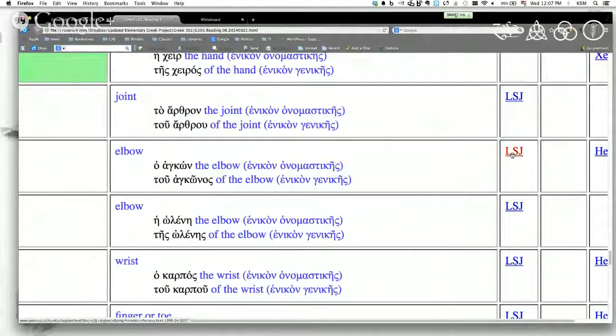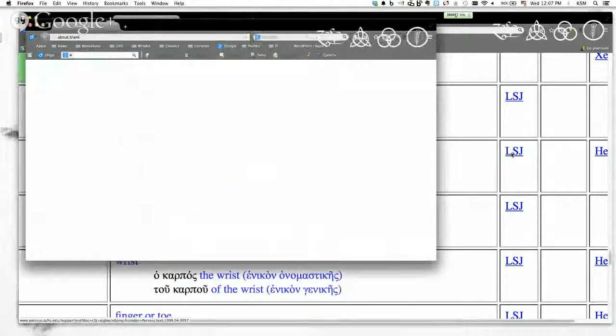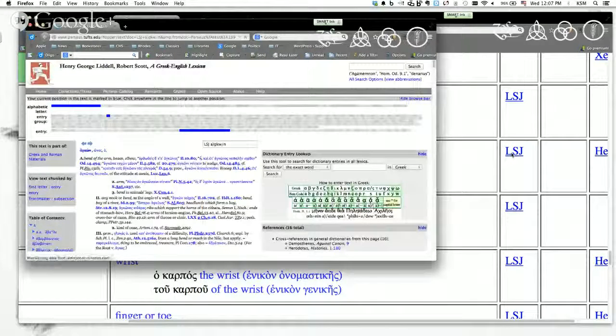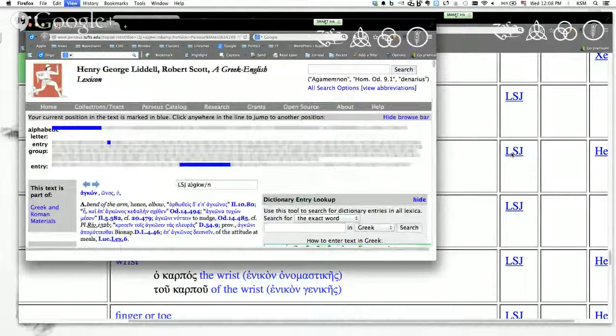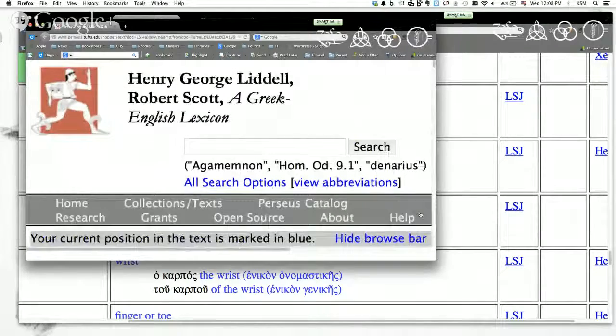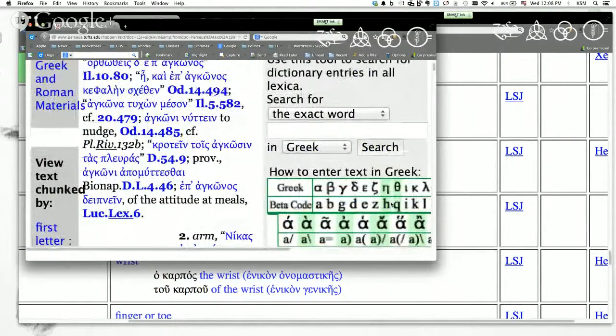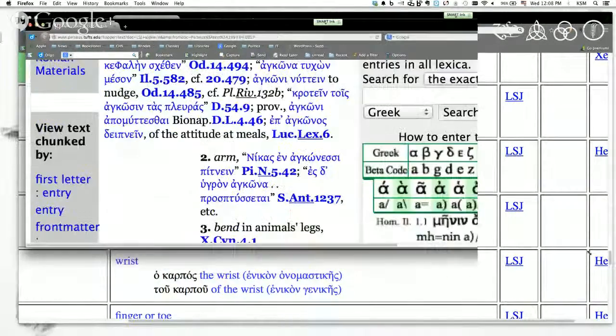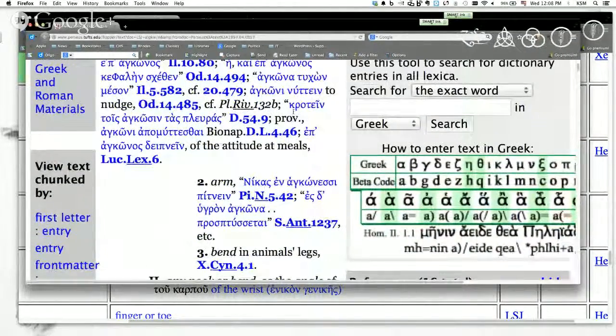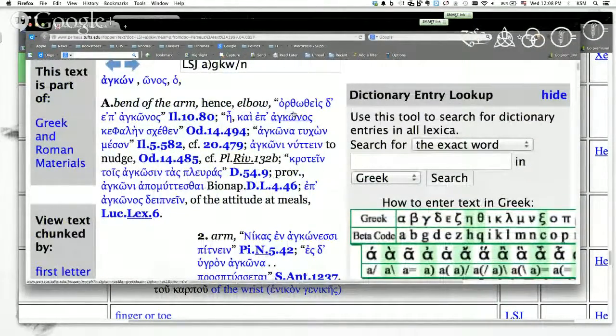All right, so let's look at this. This is the Liddell Scott Jones. This is the big Greek English lexicon. Okay, and let's have a look at this. So the bend of the arm, the elbow. Now, what we're looking at is how the different definitions work, right?